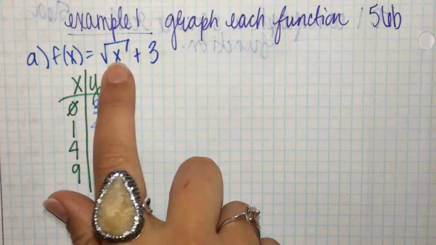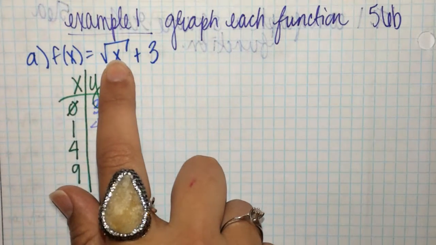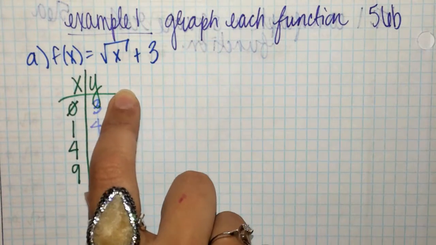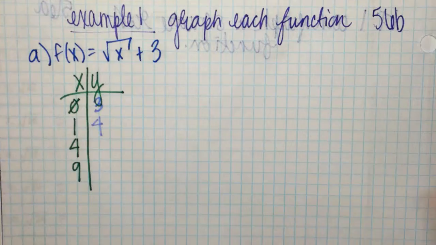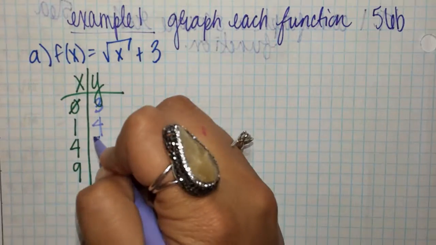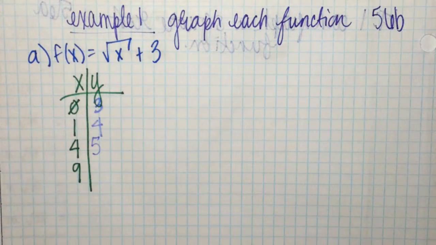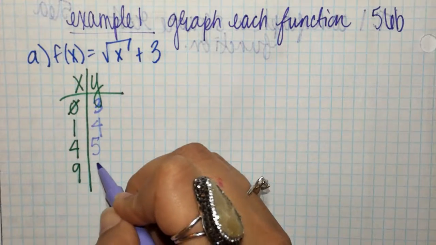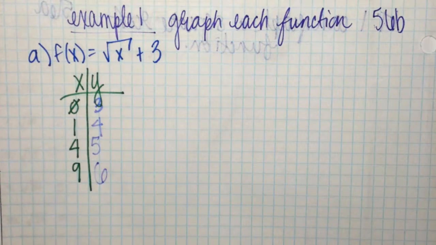Now I'll plug in 4. What's the square root of 4? 2, and 2 plus 3 is? So how many apples do I have now? Now I'll plug in 9. What's the square root of 9? What's 3 plus 3? How many apples do I have?